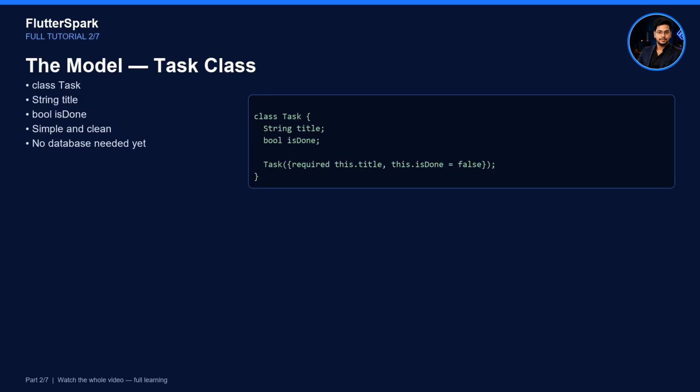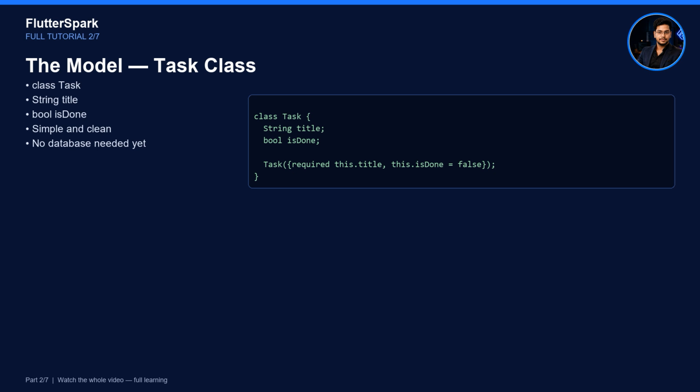Every app needs a model, a blueprint of the data it works with. Our task has two pieces of information, the title, which is the text of the task, and a Boolean isDone, which tells us whether the user has completed it. In Dart we write class Task with a String title and a bool isDone that defaults to false. The constructor uses required this.title, so we must always provide a title.